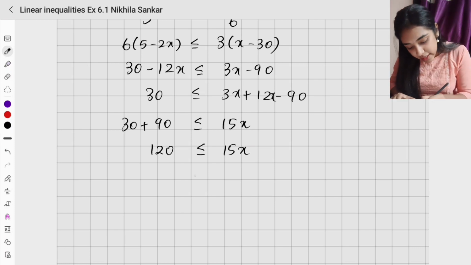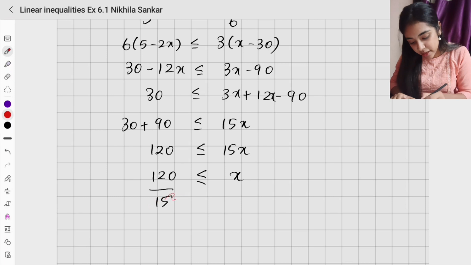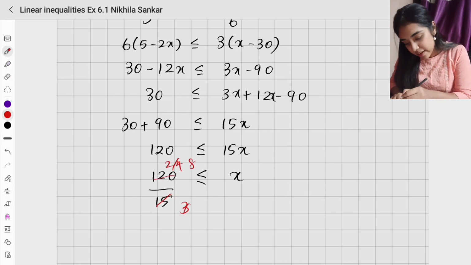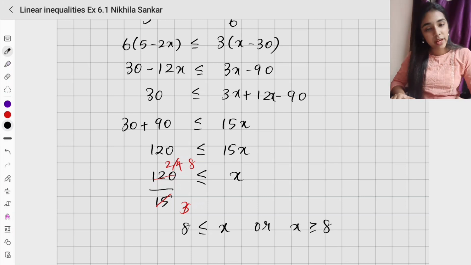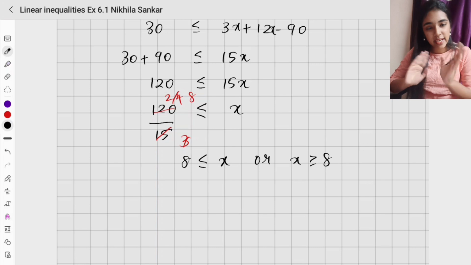So what do I have? x less than or equal to 120 divided by 15. When we simplify further, what happens? 5 3s are 15, 5 2s are 10, 20, 5 4s are 20, 3 8s are 24. So I'll have 8 less than or equal to x, or x is greater than or equal to 8. Okay, clear? Here I haven't changed the inequality. I have only changed the position of x and 8.